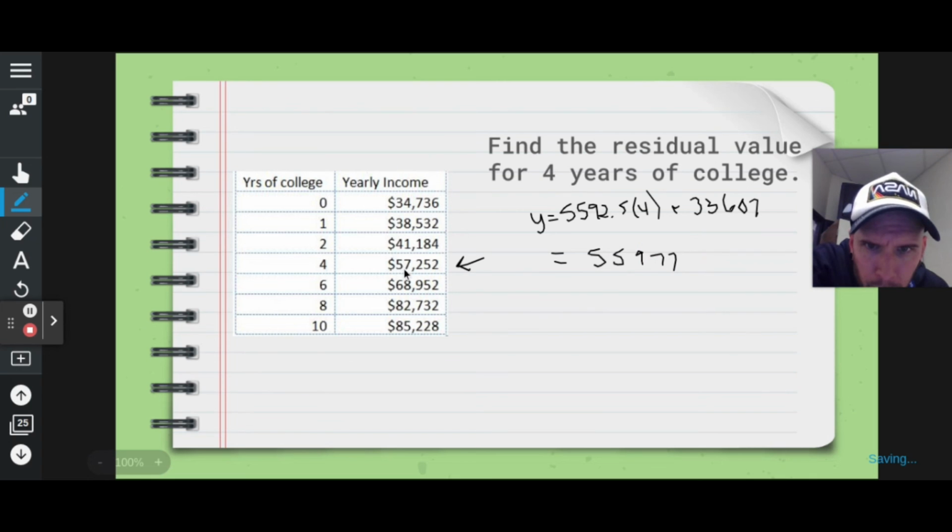So what I do is I take my actual point and subtract that value. 57,252 minus 55,977. The answer is 1,275. And that's my residual value.